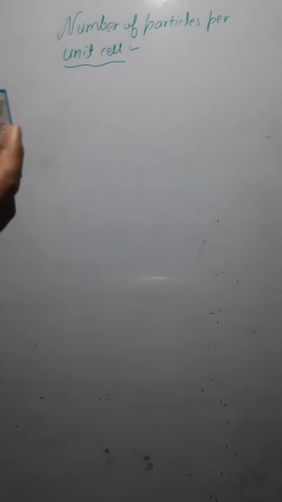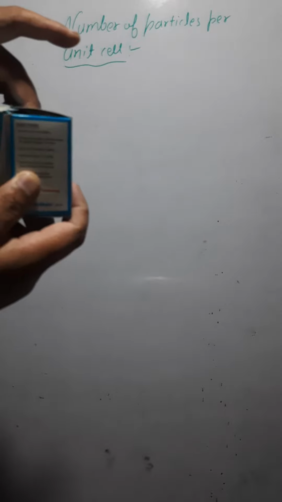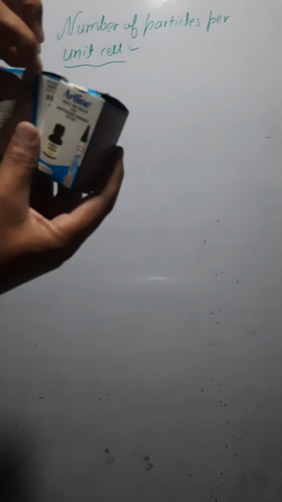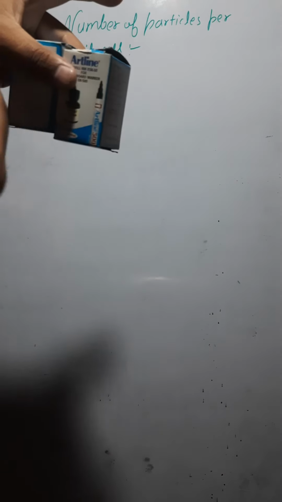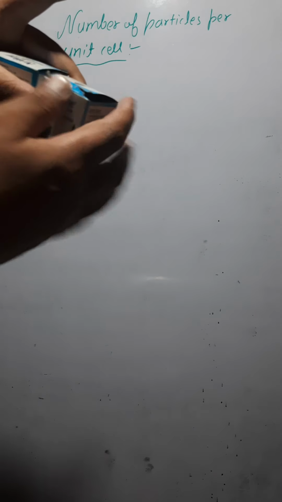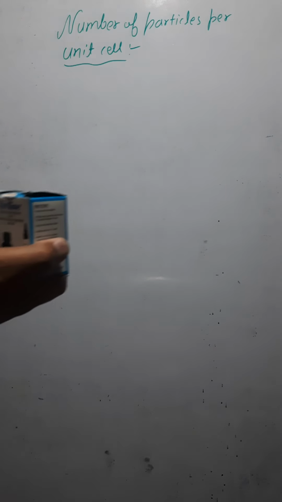Similarly, if you have the particles at the corner, because many unit cells are combining, a unit cell would be here also, and up above also. So the particle which was at this one corner would be divided into 8. Hence we can say that the contribution of the particles at the corner to each unit cell would be 1/8.